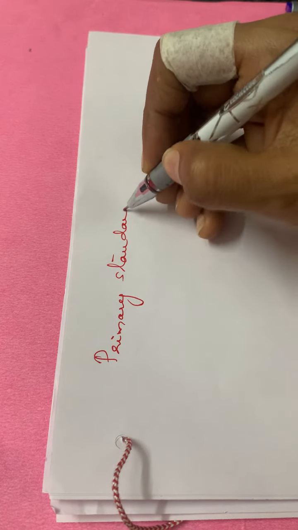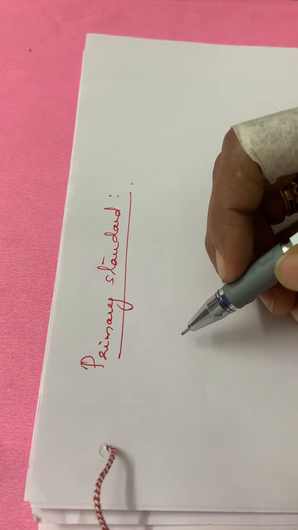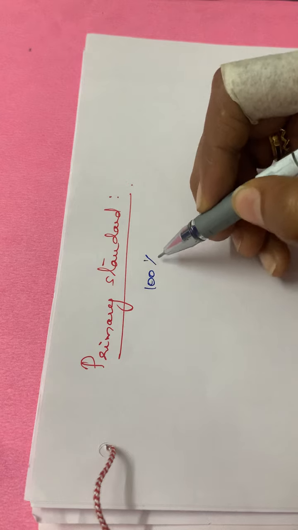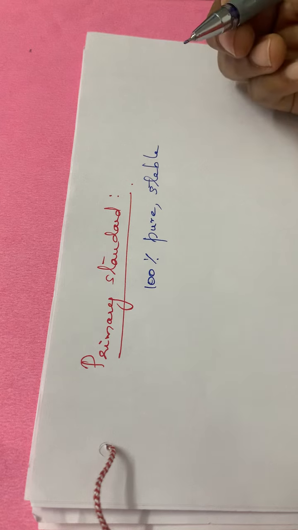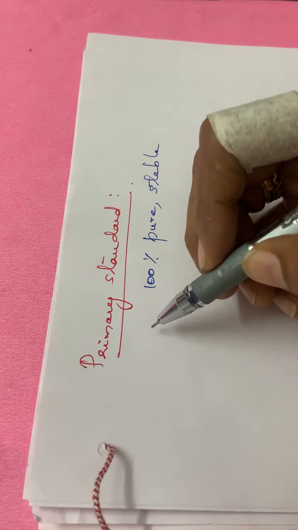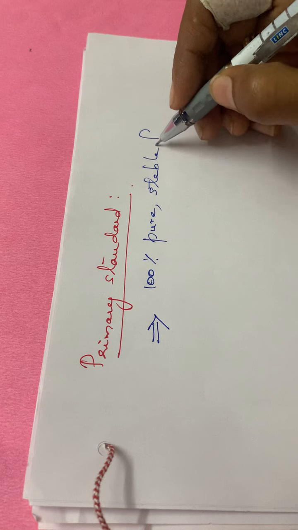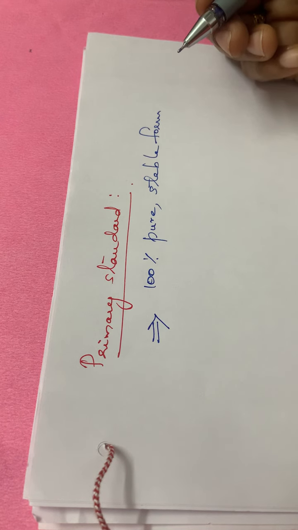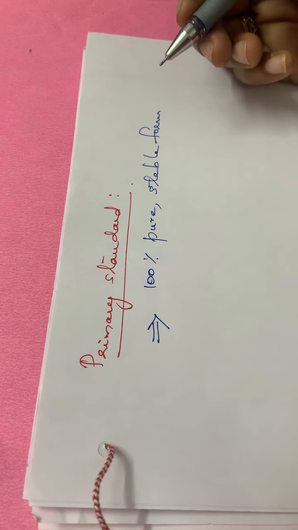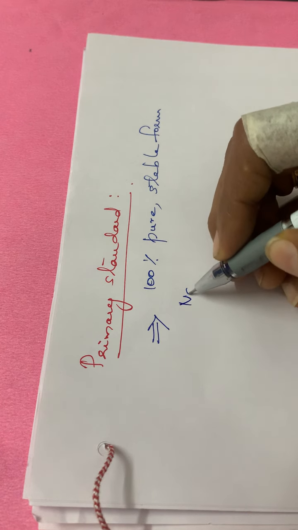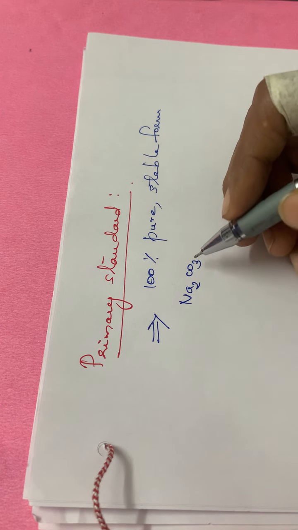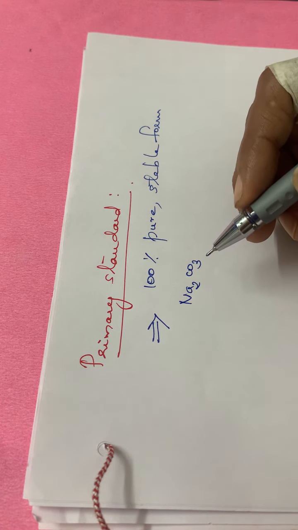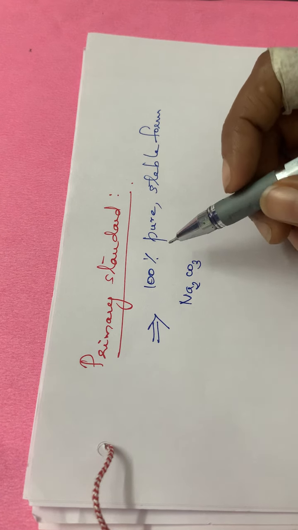Primary standard. A primary standard means a substance which is 100% pure and also stable, having a stable form. Normally we use sodium carbonate for the preparation of a standard solution. So those substances which we use for the preparation of a standard solution are what is called a primary standard.